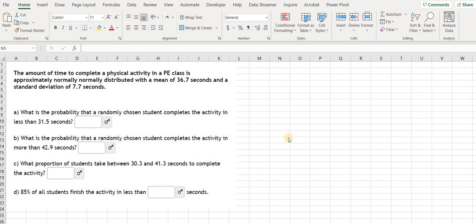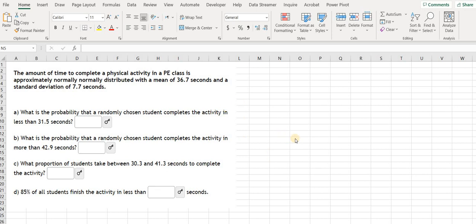The amount of time to complete a physical activity in a PE class is approximately normally distributed with a mean of 36.7 seconds and a standard deviation of 7.7 seconds. What is the probability that a randomly chosen student completes the activity in less than 31.5 seconds?